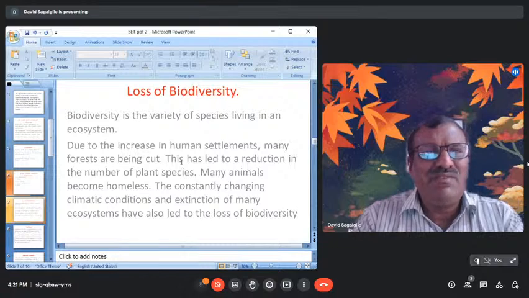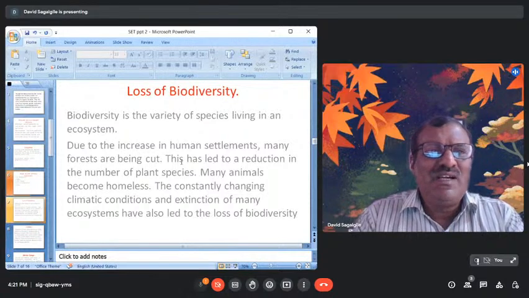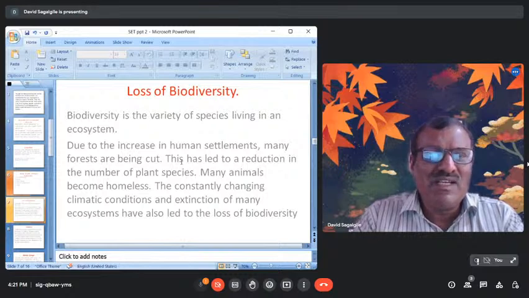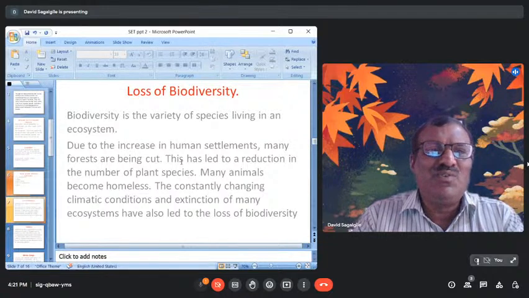People are migrating from villages into the cities, and for cities to expand, they have to cut down different kinds of trees, or cut down the forest for human beings to settle there or to occupy the space. This has led to a reduction in the number of plant species. Now what has happened is that most of the plants are becoming extinct.